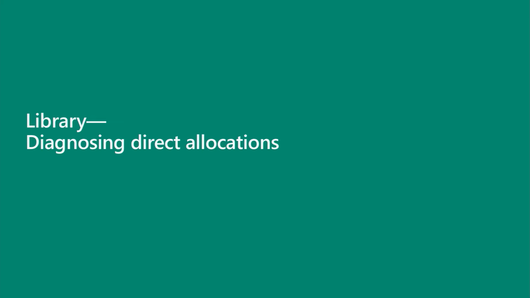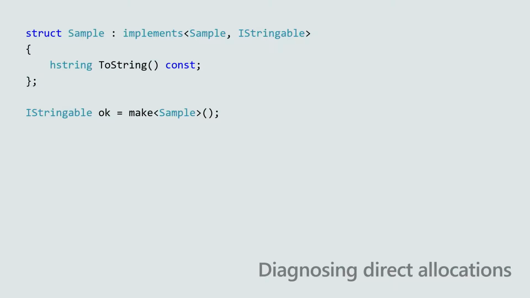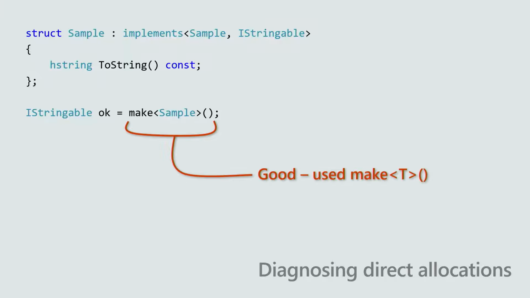Diagnosing direct allocations. This is something that Scott alluded to, and it turns out it was a source of a lot of bugs in terms of people using the language projection incorrectly. So I'm going to drill into that a little bit more. Here's a simple implementation of an IStringable interface. And here we're doing the right thing. We're calling the make function to allocate the sample implementation on the heap and return back the projected type.